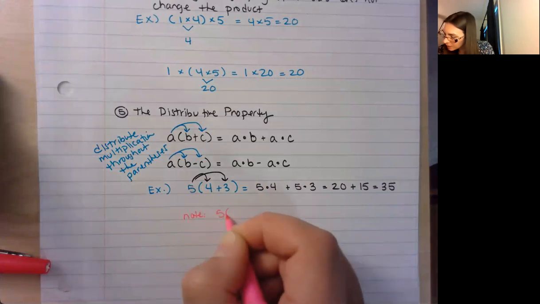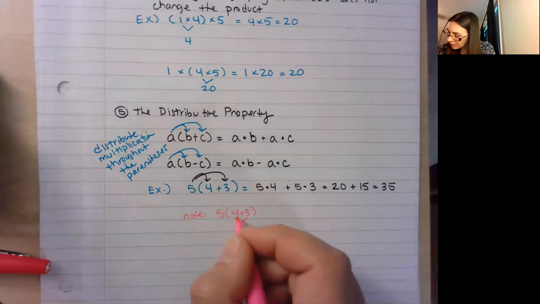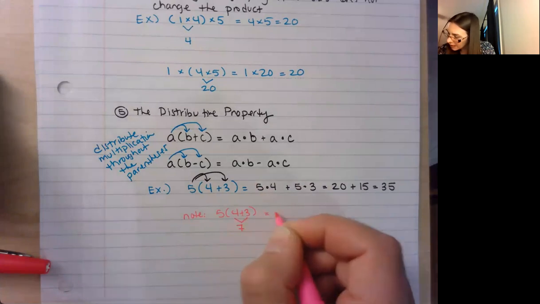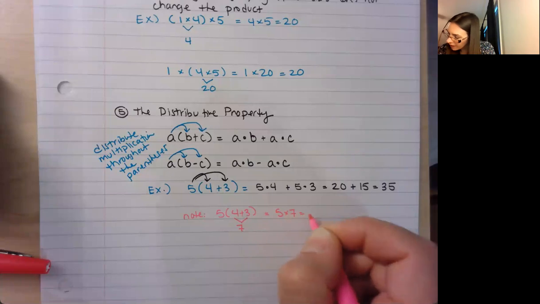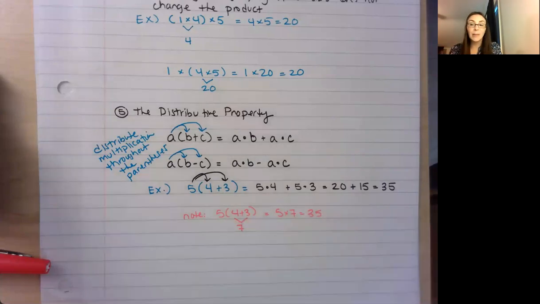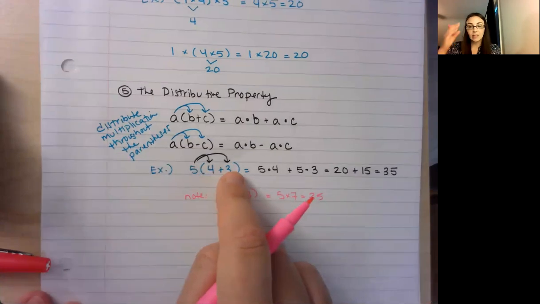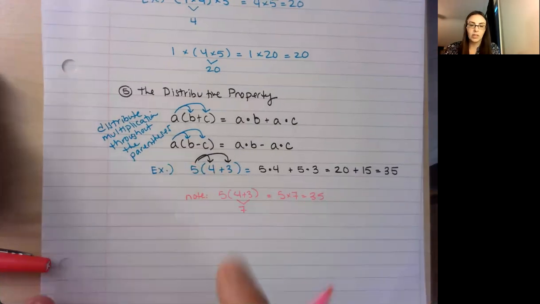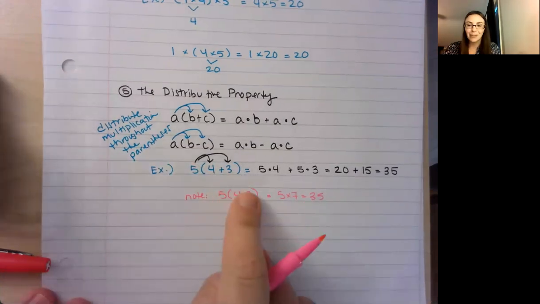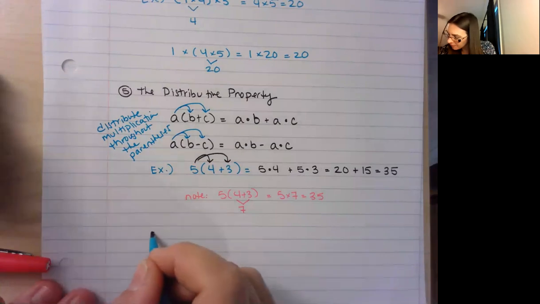So if we did the parentheses first, 4 plus 3 is 7, and then 5 times 7 is 35, right? Because 5 being with parentheses means multiplication. So we get the same answer. So you may be asking, well, why do we do it this way? This way is kind of longer. And that's because once we get to variables, we're not going to be able to simplify like this. We're going to have to use the distributive property. So that's why we're introducing it now. Let's do another example.